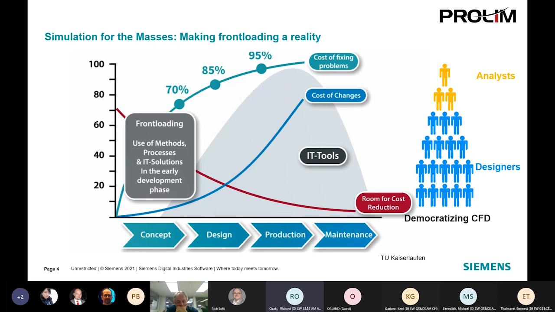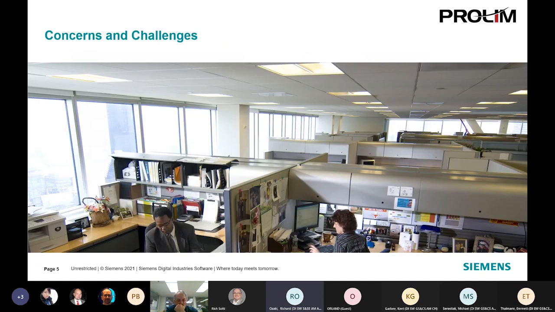So if we can shift left, perform front loading at the earlier concept and design phase, that's going to have a lot of benefit in terms of cost of fixing problems. And also, there's going to be a lot more room for making those changes because, again, nothing has been fully signed off and published yet. So we're really trying to democratize the simulation process.